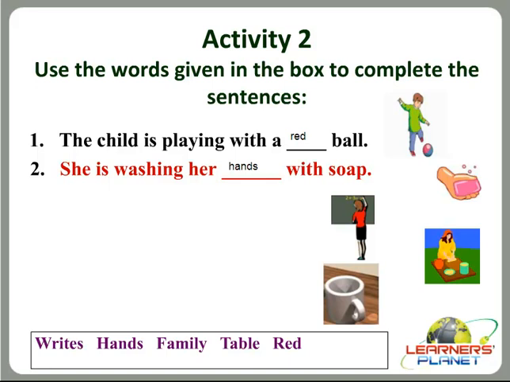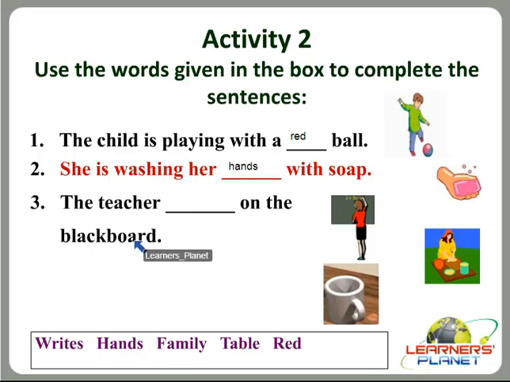Let me show you the next one. The teacher dash on the blackboard. Let us see the words. Rights, hands, family, table, red. We have used red and hands. So we are left with rights, family and table.